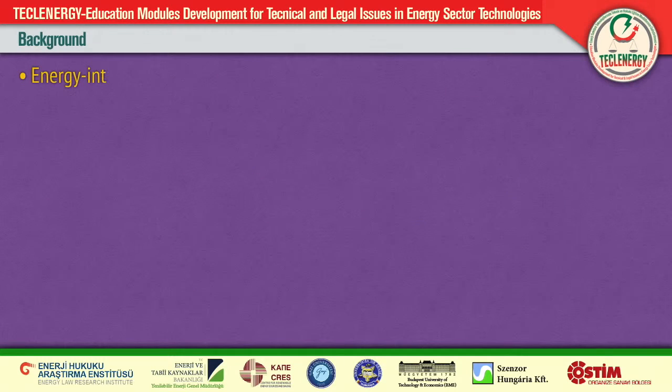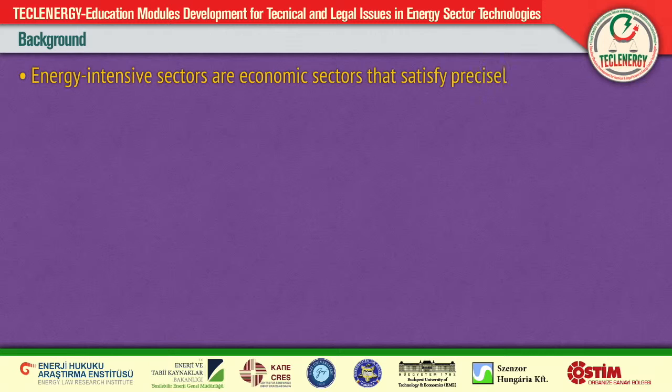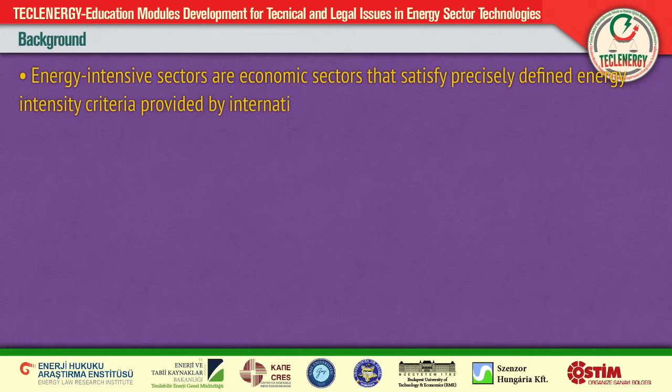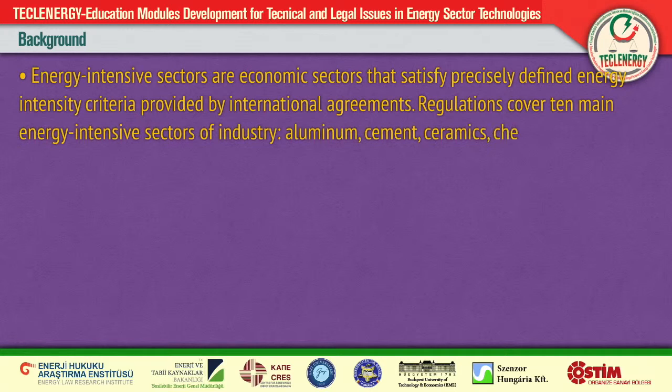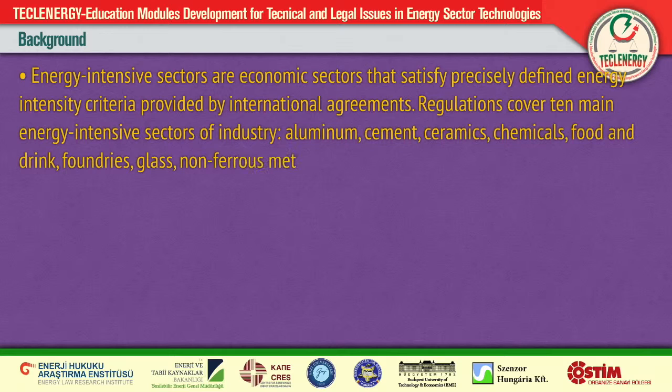Energy-intensive sectors are economic sectors that satisfy precisely defined energy intensity criteria provided by international agreements. Regulations cover 10 main energy-intensive sectors of industry: aluminum, cement, ceramics, chemicals, food and drink, foundries, glass, non-ferrous metals, paper and steel, and over 30 smaller sectors.